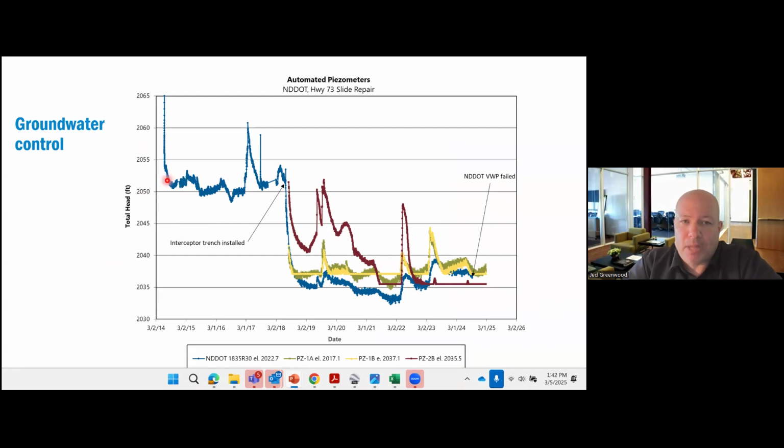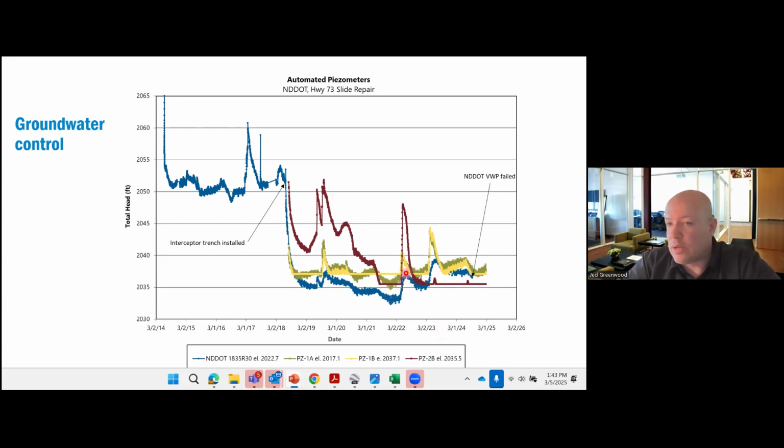So you can see generally the pore pressures were in the range of 2050, maybe a little bit higher than that. The interceptor trench was installed here. You can see there was a significant drop in the heads. And then, I mean, this is 2018. And then we just downloaded the data last week. At some point, that piezometer failed, but it got data through last fall. And you can see that it generally stayed low throughout.